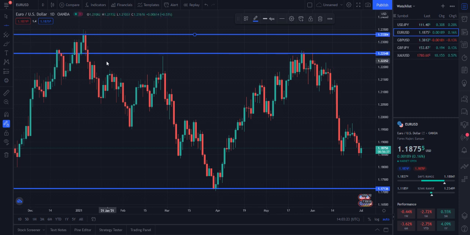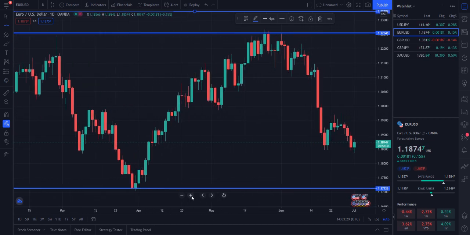So again, let's zoom in. If you cannot see this one, if you're checking the charts from February till today, which was the 1st of July, this is your area of support, and this is the area of resistance. So resistance is always on top, and support is always on the bottom.